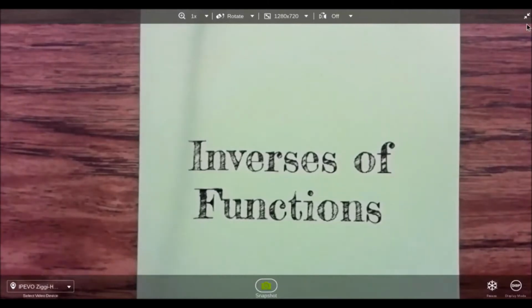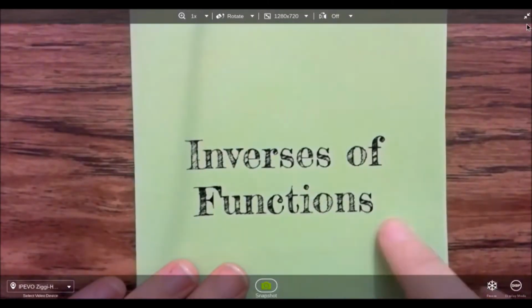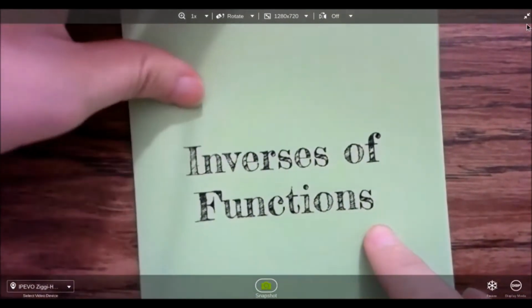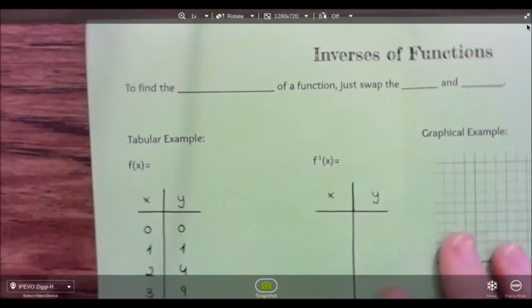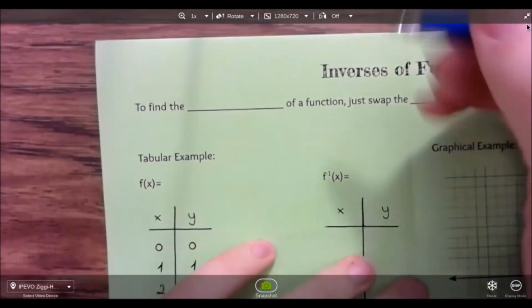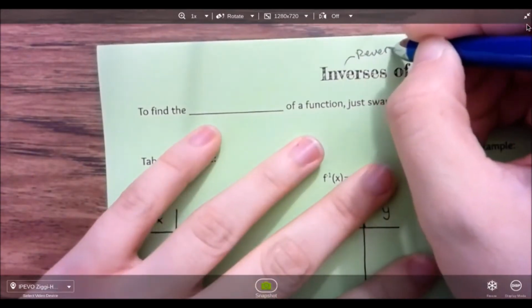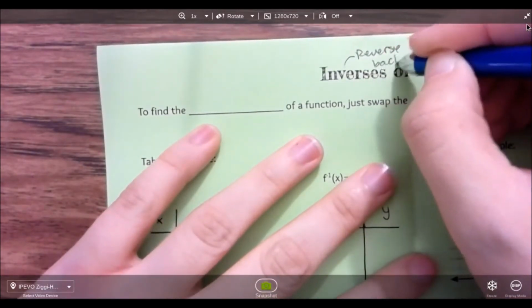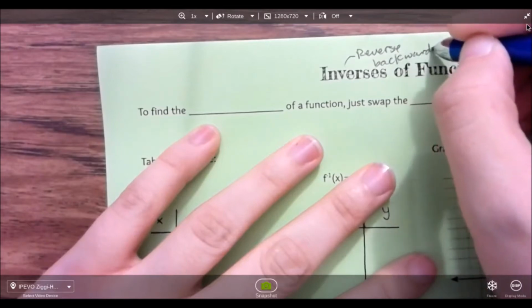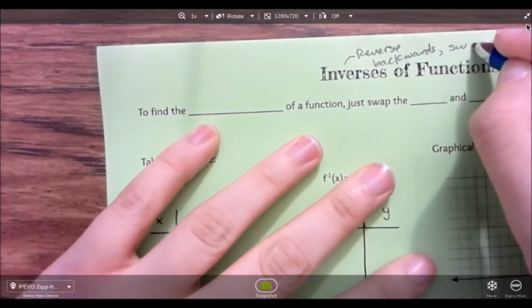Hello students, in this video we're going to be talking about inverses of functions, so this is the foldable you need. So when you think about the word inverse, probably what comes to mind is something like reverse, backwards, or maybe swapped.